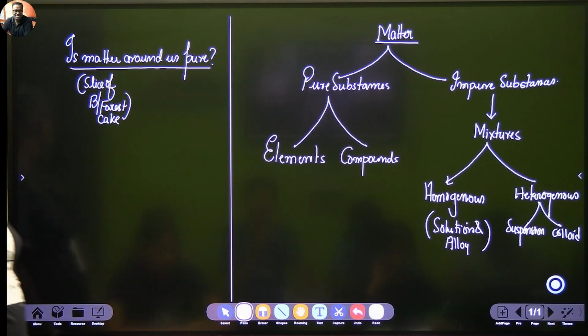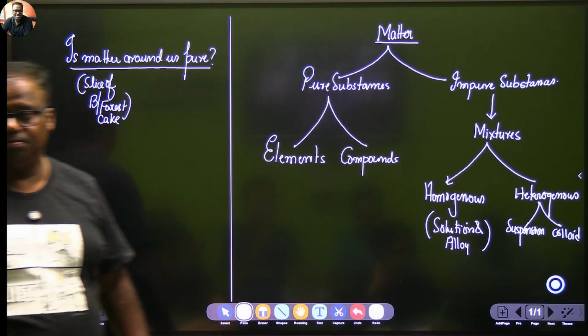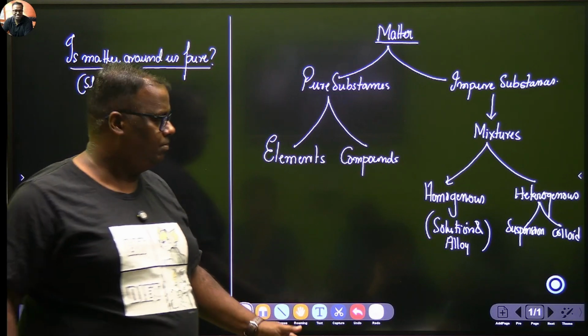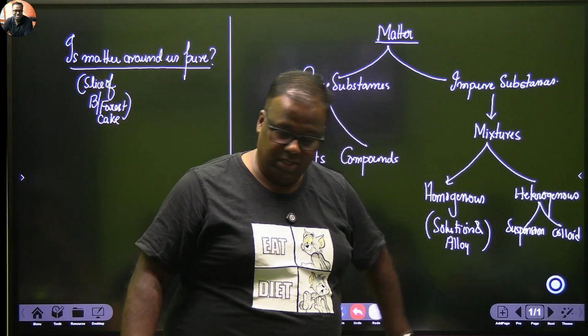Yeah. So homogeneous is kind of related to solutions mixing evenly and unevenly. Yeah, it's like that. Yeah, creating layers.